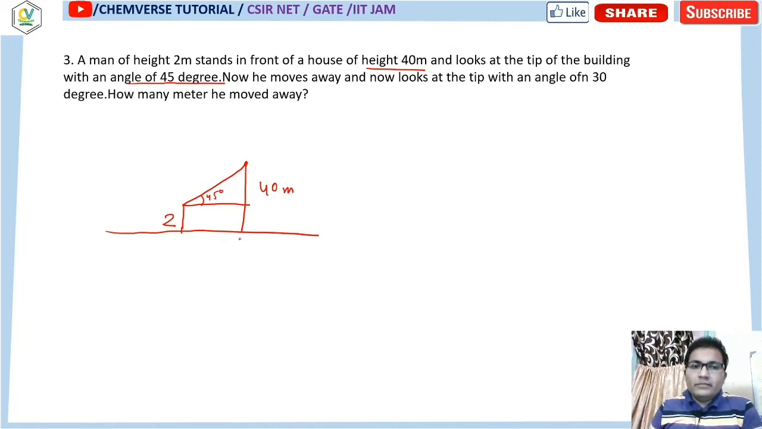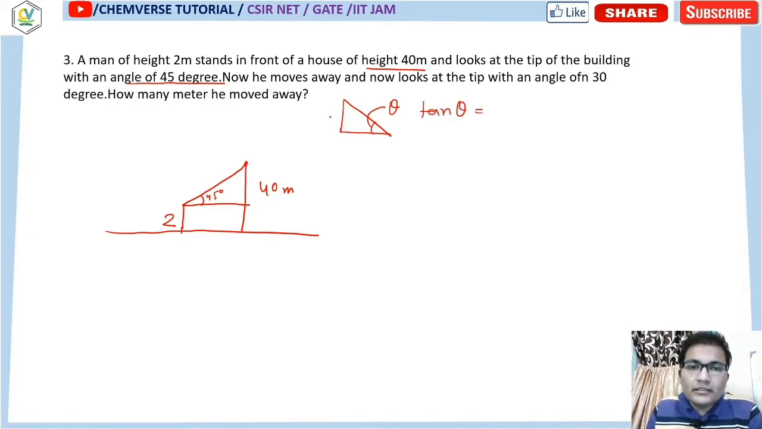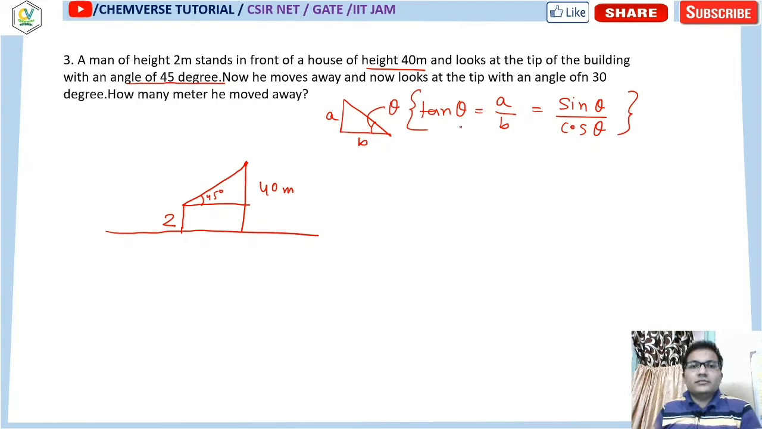Now do you remember one basic equation, that from the right angle triangle, if this is theta, the value of tan theta is equal to the height of the perpendicular and the base, so a by b, this is the expression for tan theta. And you can also say that tan theta is equal to sin theta by cos theta. Only this information is required to solve this question.